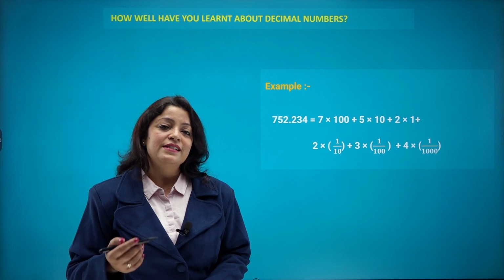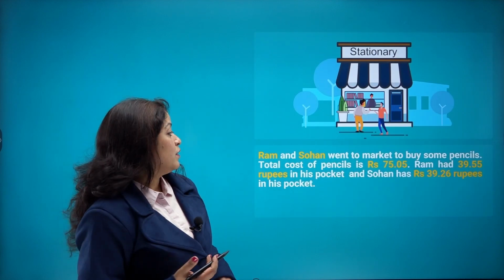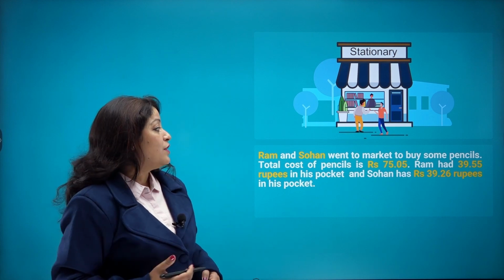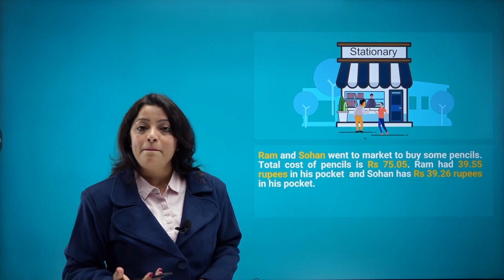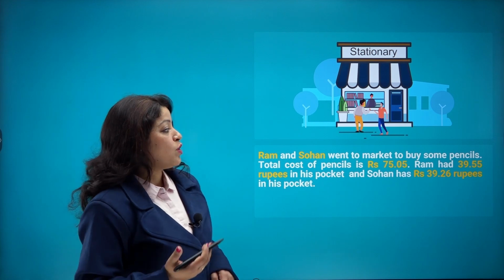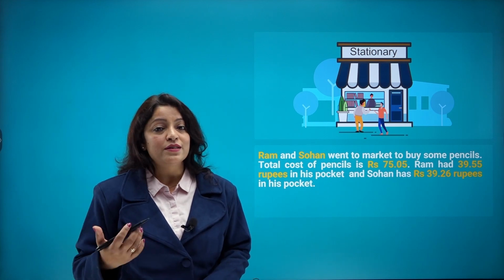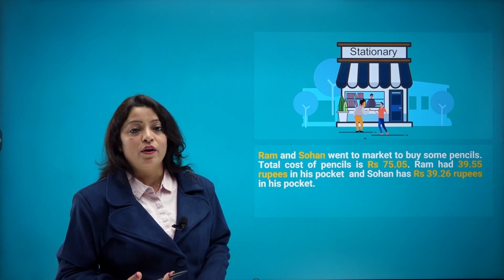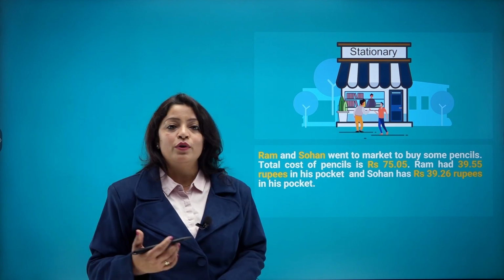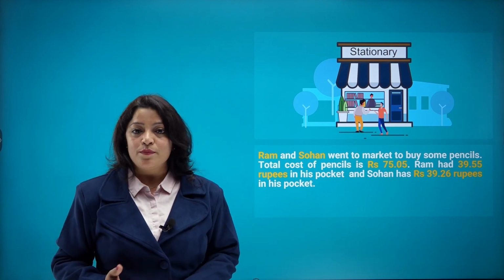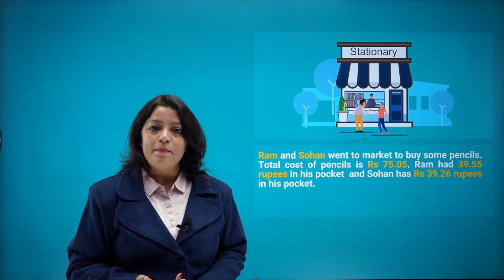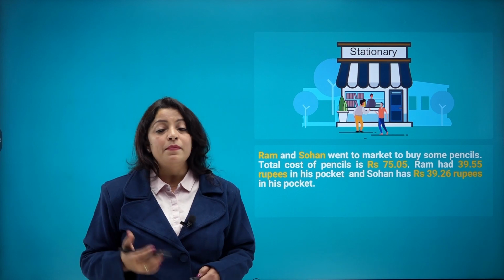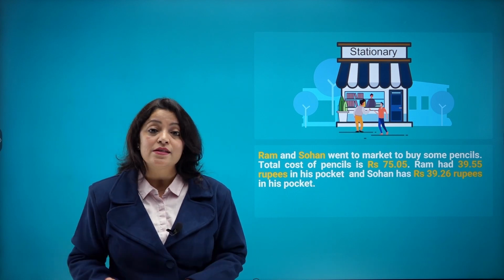Now, let us take an example to understand this concept of decimals in a much better way. Suppose there is a stationery shop, and I take an introductory problem here: Ram and Sohan went to market to buy some pencils. Okay, and the total cost of pencils is rupees 75.05. Ram had 39.55 rupees in his pocket and Sohan has rupees 39.26 in his pocket. So, who is having more amount, or is the total amount with them enough to get the pencils or not?